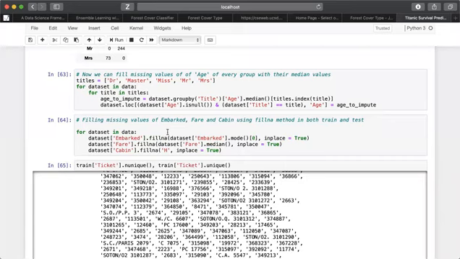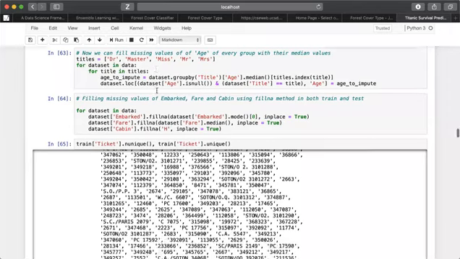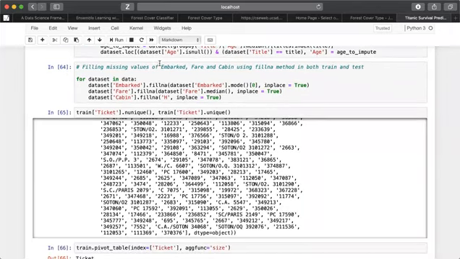So I defined these titles: Doctor, Master, Miss, Mr., Mrs. For dataset in data, for title in titles, age to impute is equal to dataset dot groupby title and age dot median, and titles index title. So by using this code, I have filled all these by the median values, which gives us a much better filling method for the age column. Thereafter, embarked, I have filled by the most frequent, which is S, fare by the median value, and cabin, like I covered, I have filled by the fillna method with H.